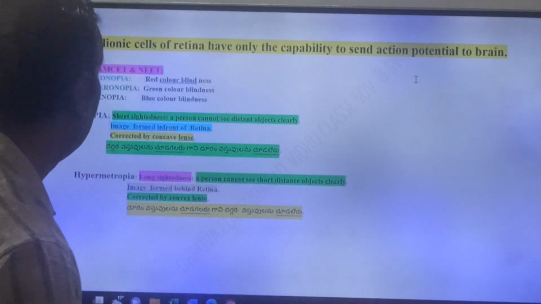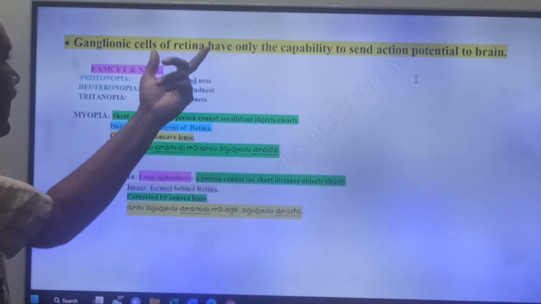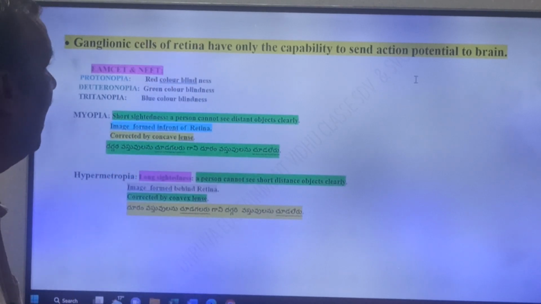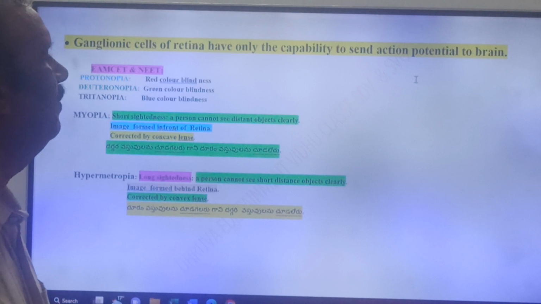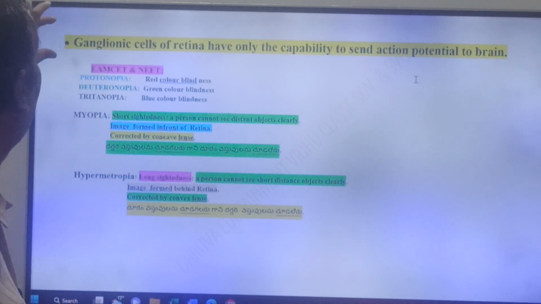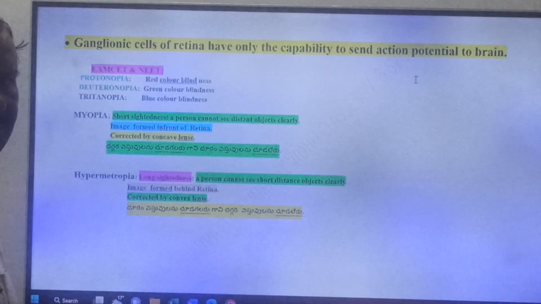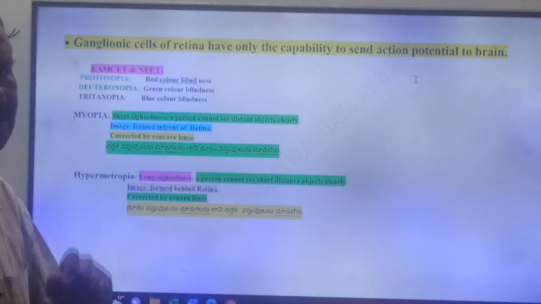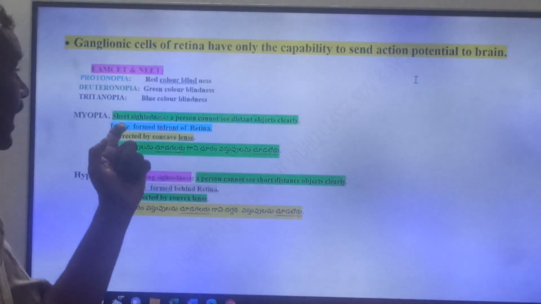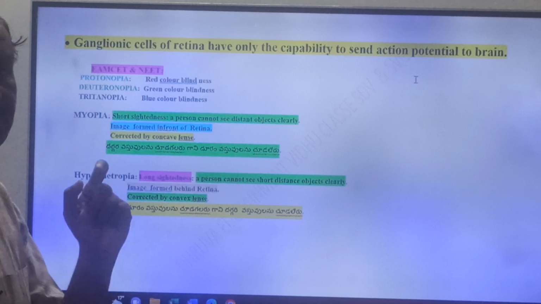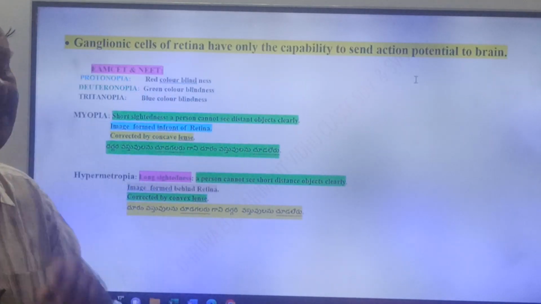Now some NEET and MCET bits, friends. Ganglionic cells of retina have only the capability to send action potential to brain. This is very, very important MCET and NEET question, friends. You know, retina has ganglionic cells, friends. Those ganglionic cells have capacity to send action potential to the brain.